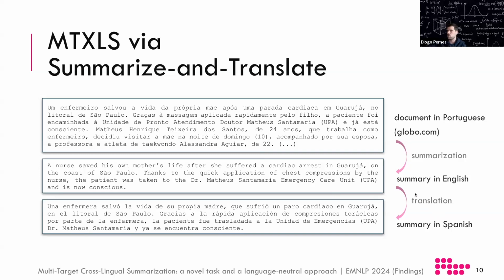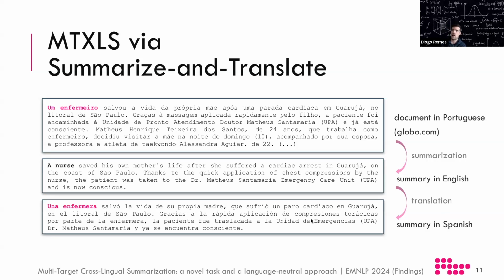So in this case, there were two. So we would have the summary in English, and then we would translate the summary to Spanish. And this way, of course, we ensure that the summaries have the same information apart from errors that might happen in the translation, which is clearly the example here.